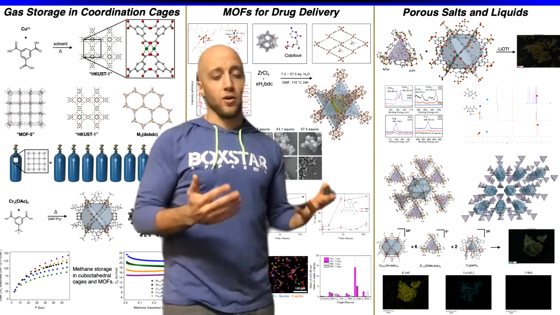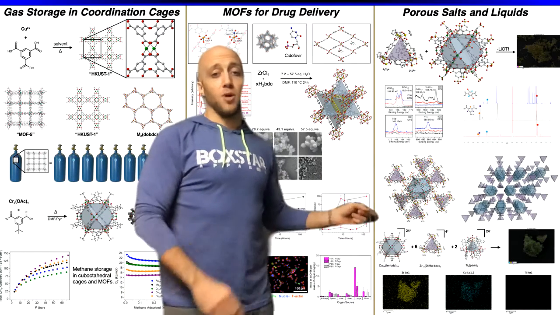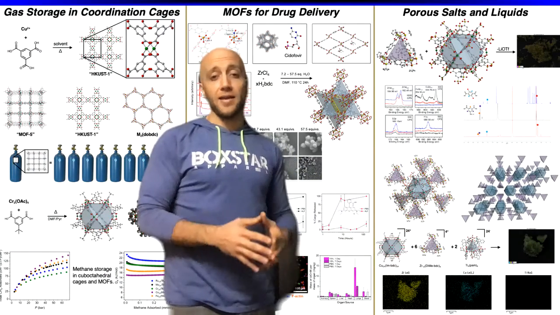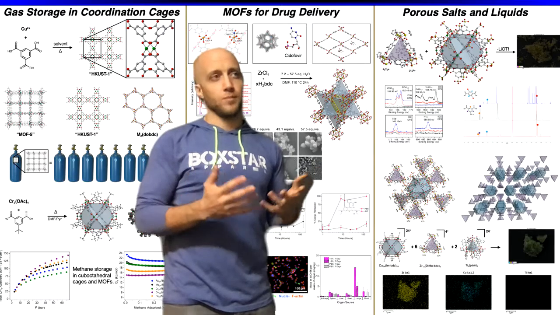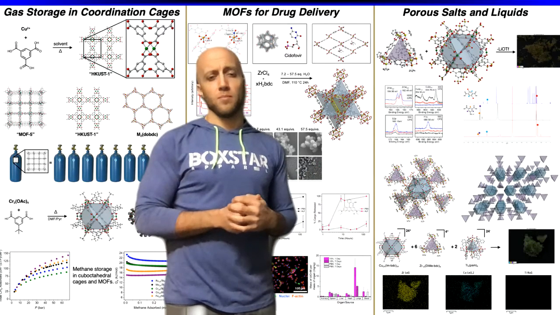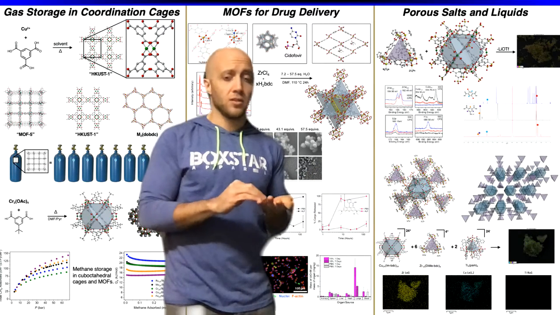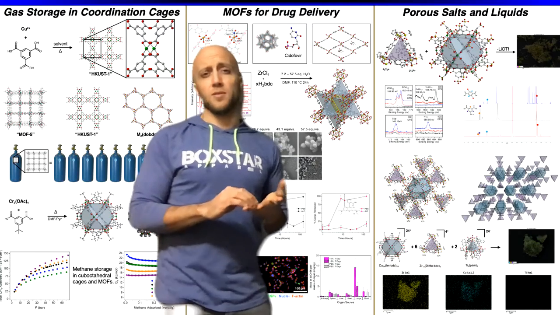So you can see finally, the bottom picture is shown here. We're making ternary or quaternary salts where we can mix multiple types of cations and or anions and get really ultimately tunable porous phases that are either solid salts or also perhaps porous liquids.